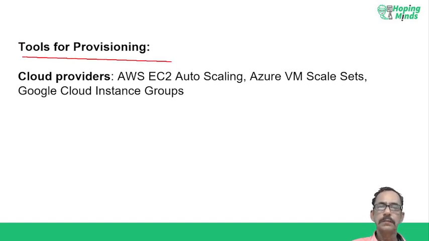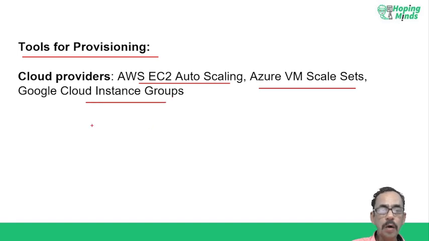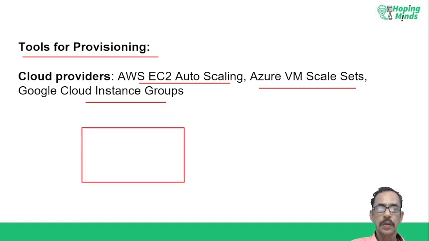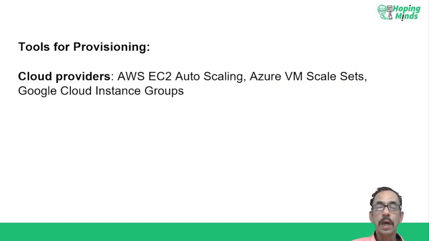For cloud providers, we use EC2 Auto Scaling, Azure VM Scale Sets, and instance groups that we can create. Suddenly some load becomes very high on one machine, so EC2 Auto Scaling will automatically add some more machines here. And when that particular load comes down, it automatically rolls back. Scale up and scale down we already discussed when we were discussing the cloud.